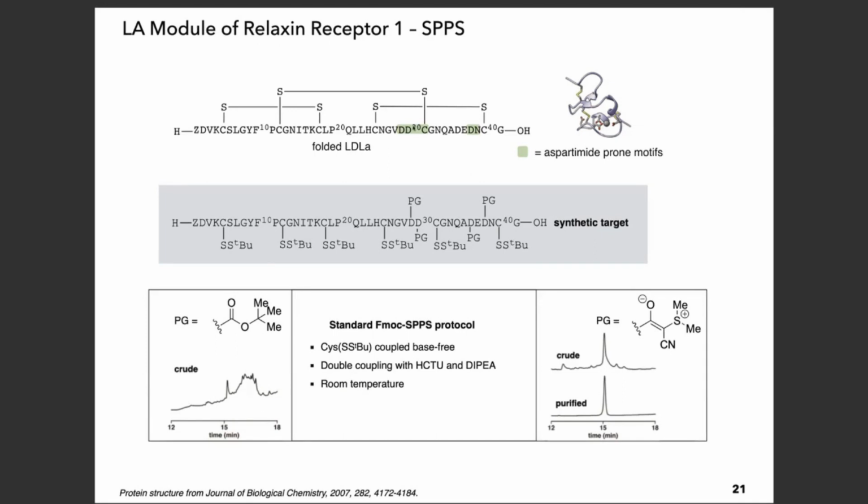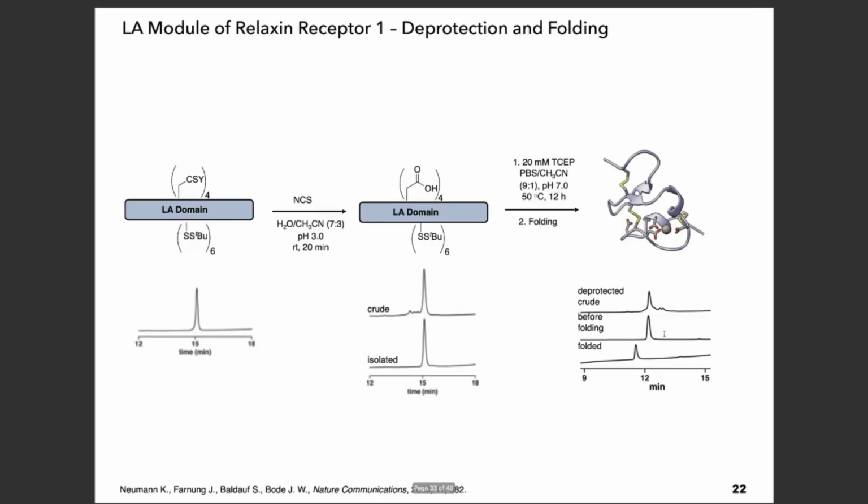these LA modules, which are known in the literature to be very difficult to make due to the prevalence of aspartimide formation. And sure enough, when we tried in our hands the synthesis of this, we see this very messy trace from the solid phase peptide synthesis. When we put instead these sulfur ylids, we see a quite clean trace, and we can purify that to give us the peptide containing the sulfur ylid.